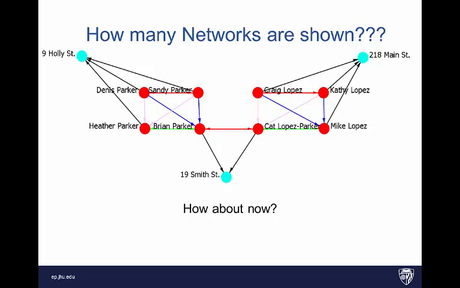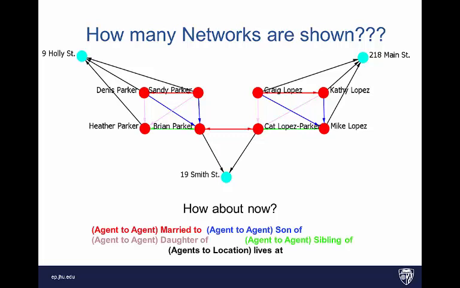I've colored them. So we have black ties that represent people to locations, red ties that indicate marriage relations, blue ties that are son of, pink daughter of, green sibling of. Now you could obviously just have child of, so you don't distinguish between the blue and the pink ties. That would be another acceptable choice.